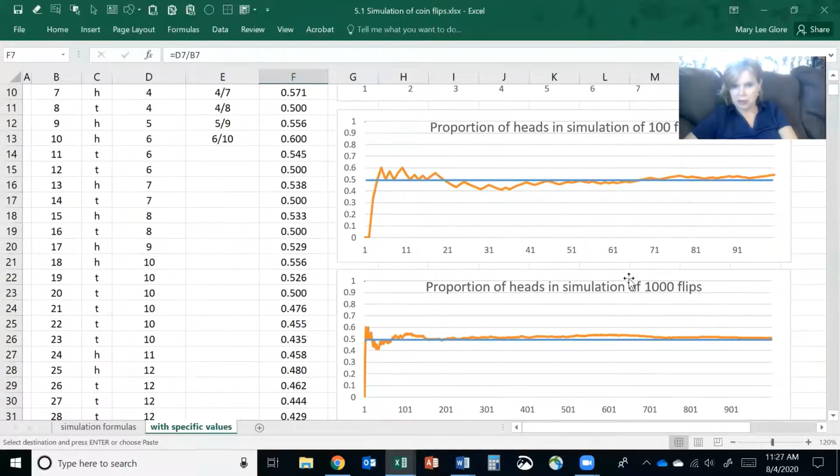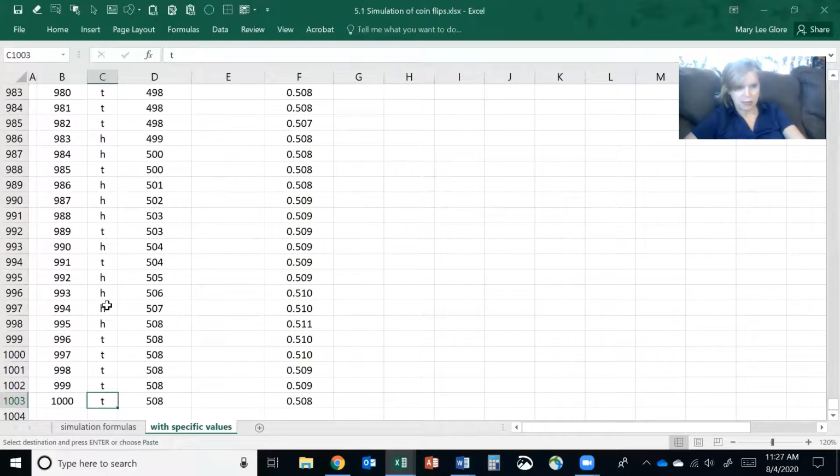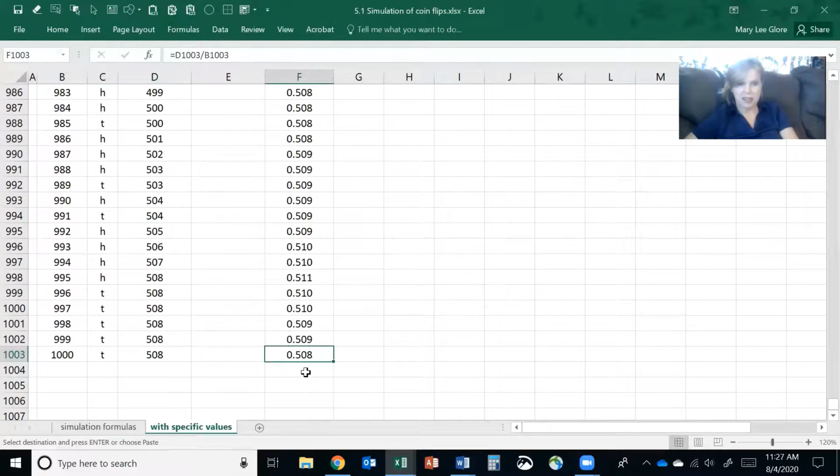And then in 1,000 flips, again, we started at 0 a couple times, but you can see it's getting closer and closer to half. In fact, if I go to the very last flip, because I did this 1,000 times, hitting End Down to get to the bottom, you can see that the proportion of heads as of 1,000 flips is 0.508. It is not 0.5, but it's very close to 0.5. And that is the idea of probability: if my probability is 1/2, then if I repeat that experiment many, many times, my proportion of that event will be close to half.